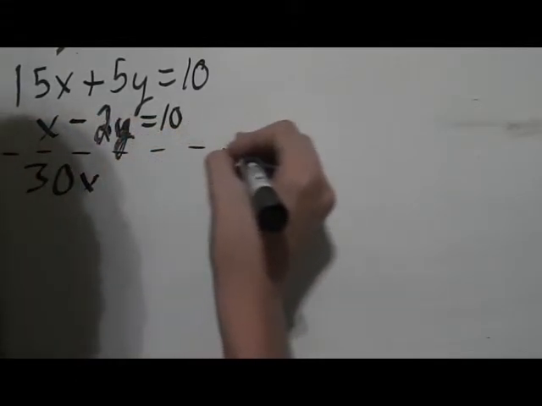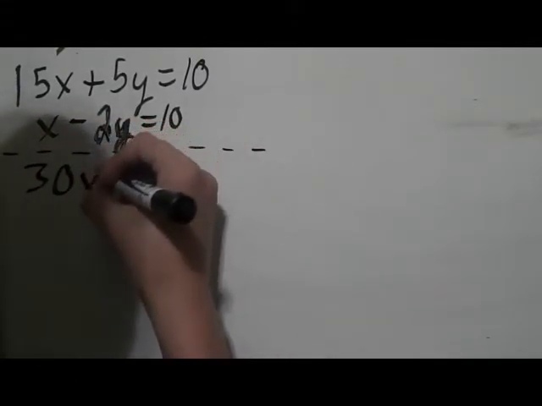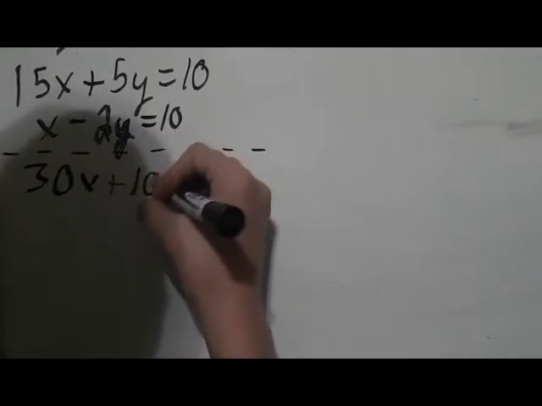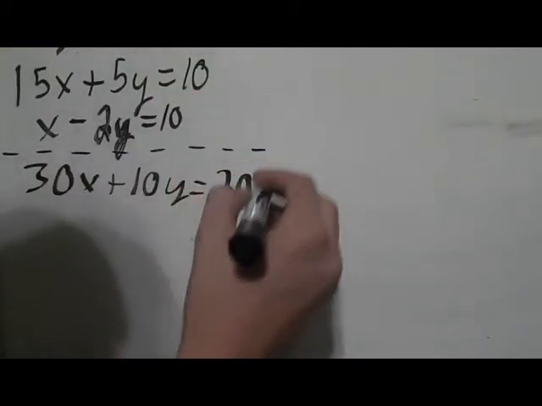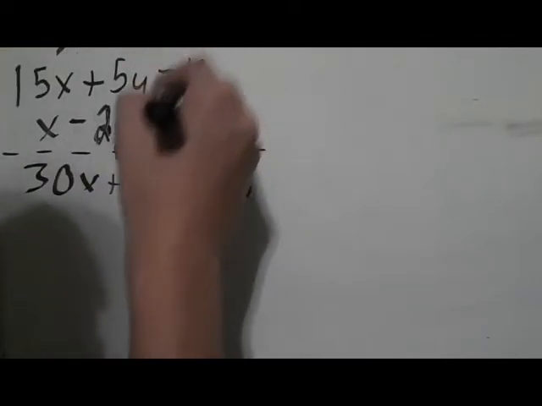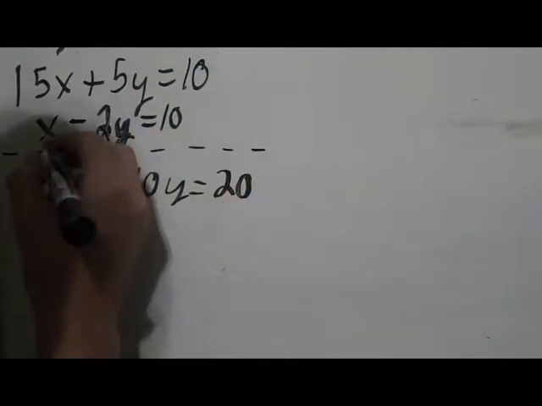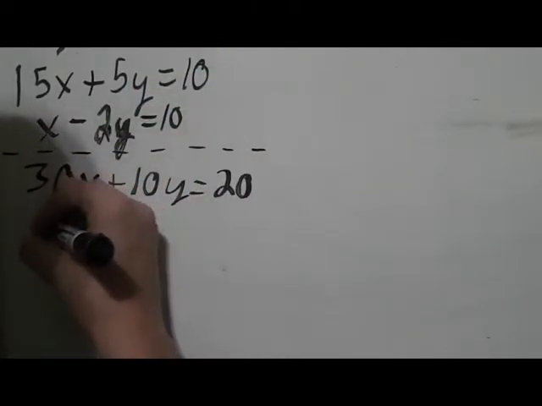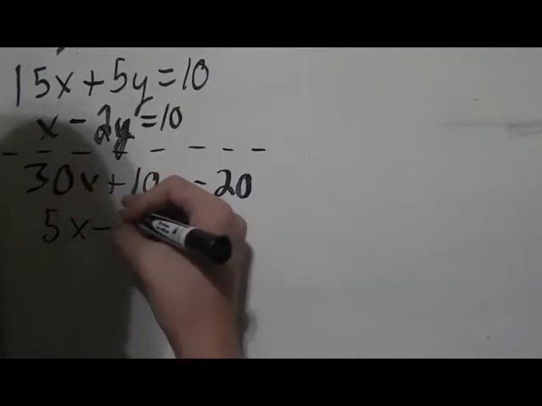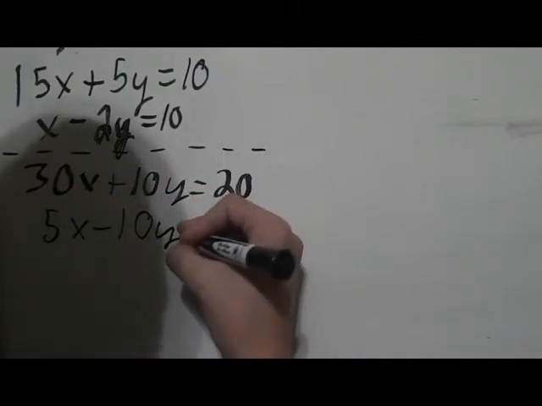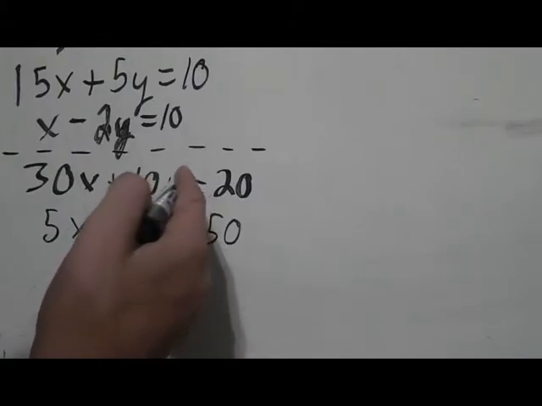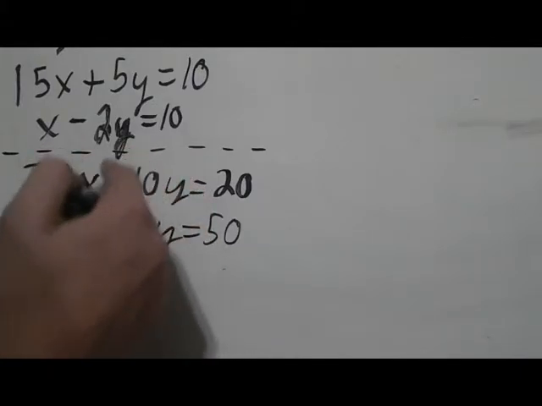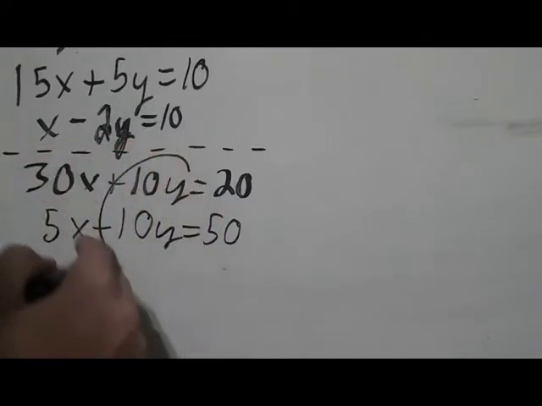let me draw a line, 30x plus 10y equals 20, because the entire equation is multiplied by 2. So remember, you have to multiply what's on the outside by 2 also. Then we're multiplying this by 5, so that gives us 5x minus 10y equals 50. So that's correct. Now, since this is the elimination method, you can now eliminate this y value from the equation.